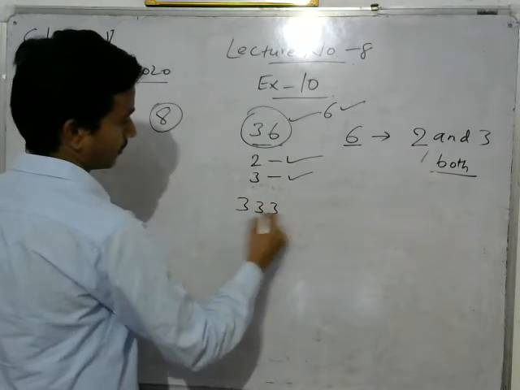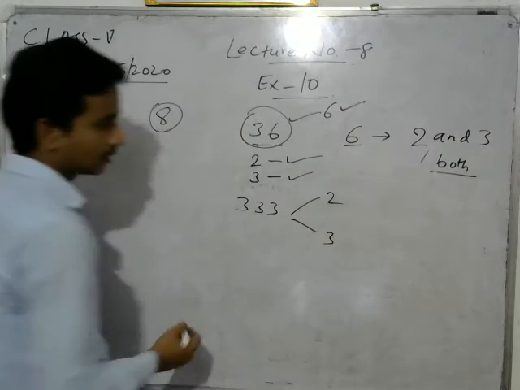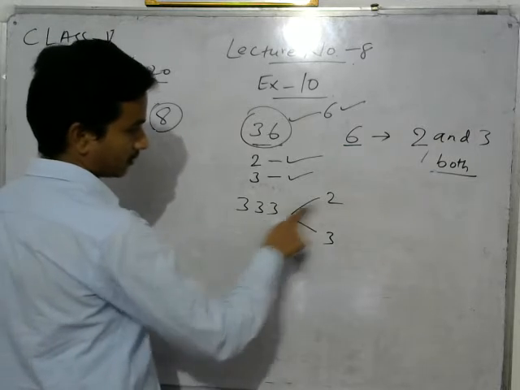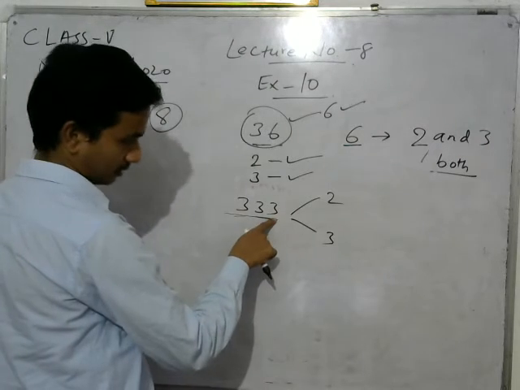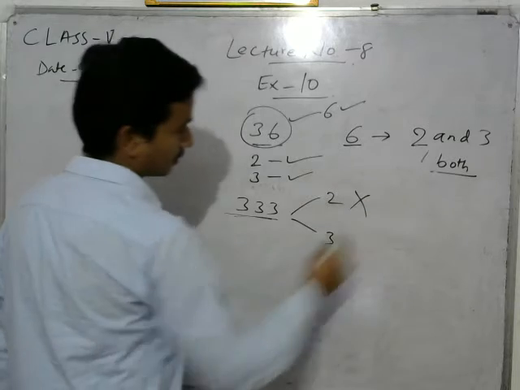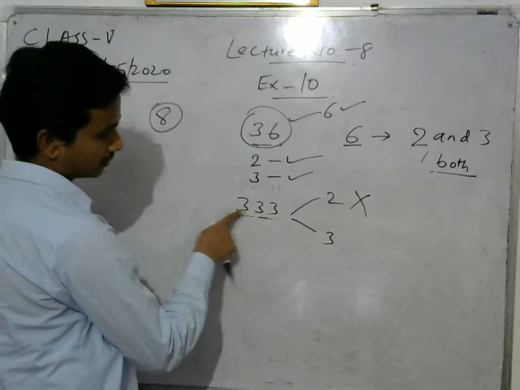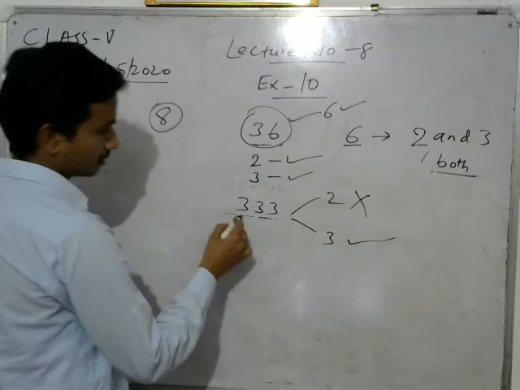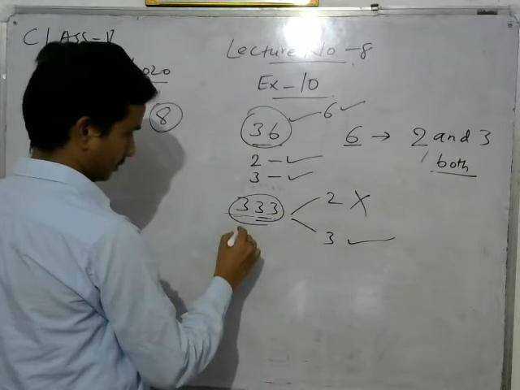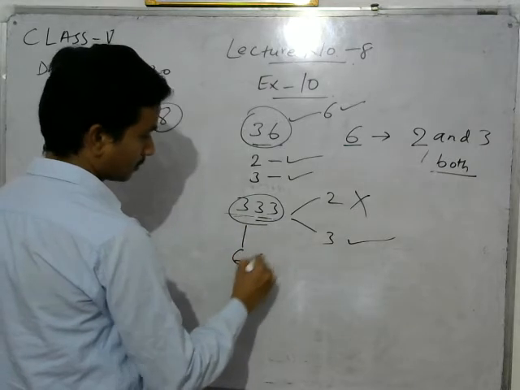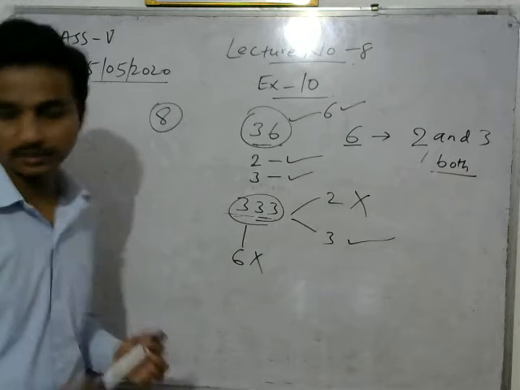You can take another example, 333. Now check for this number if it is divisible by 2 and 3 both or not. So is it divisible by 2? No, because in the unit place there is 3. So it is not divisible by 2. Is it divisible by 3? Yes, 3 plus 3, 6, 6 plus 3, 9. Yes, it is divisible by 3. Since this number is not divisible by both 2 and 3, therefore 333 will not be divisible by 6. In this way you will check for divisibility by 6.